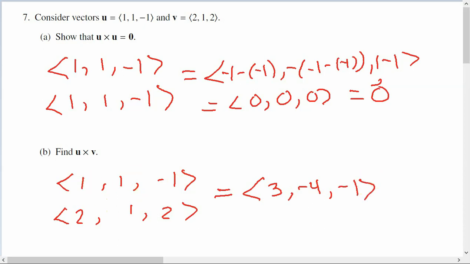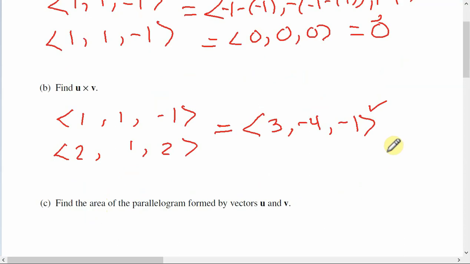And I can quickly check, because I know this is perpendicular to both of them. So I can see 3 times 1 is 3, negative 4 times 1 is negative 4, negative 1 times 1 is negative 1. So 3 minus 4 plus 1 does give me 0. You can check them on both, but usually if you check it on one and it works, it's probably okay. So there's my cross product. I think I got it calculated right.